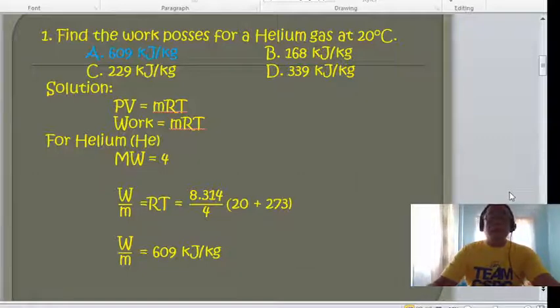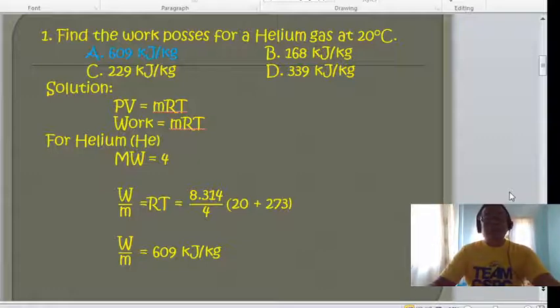Actually, the formula used here is very easy. From the ideal gas equation or the equation of state, PV equals MRT, where PV is equal to work. That was already discussed, di ba? That is equal to MRT. Taking the molecular weight of helium, which is equal to 4, from the equation, work over the mass is equal to RT.